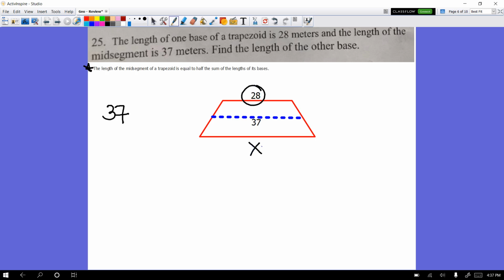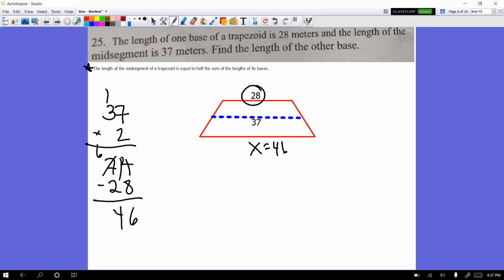So if we double 37, we get 74. We can figure out what this length is because this is half of whatever this plus this is. Okay? So let's take 28 away from 74. X should equal 46.